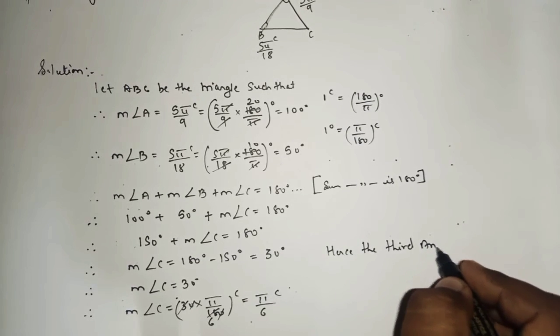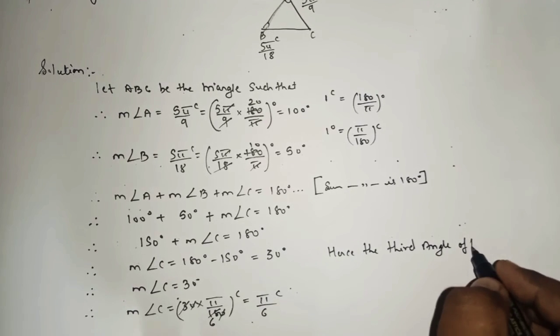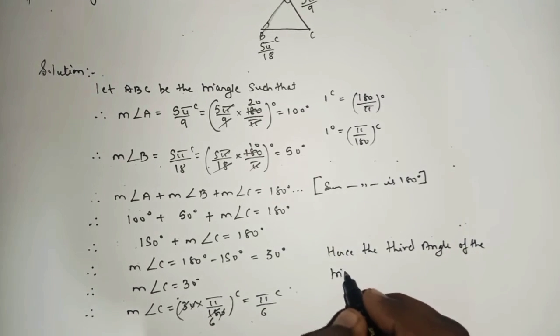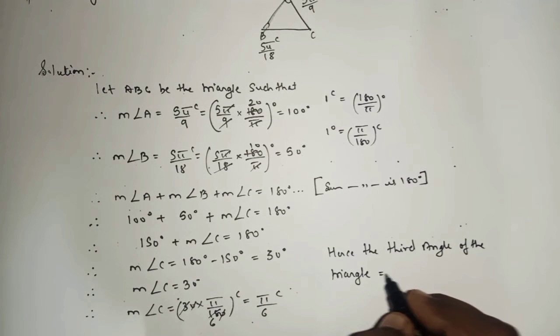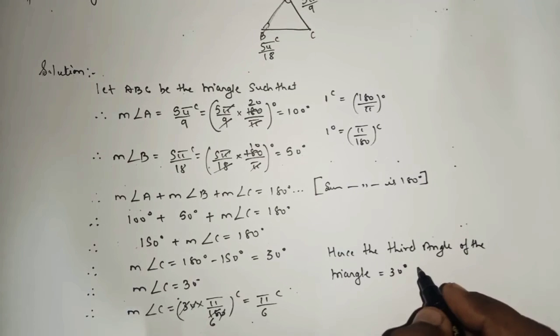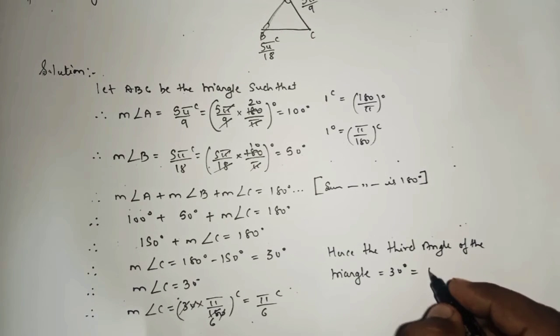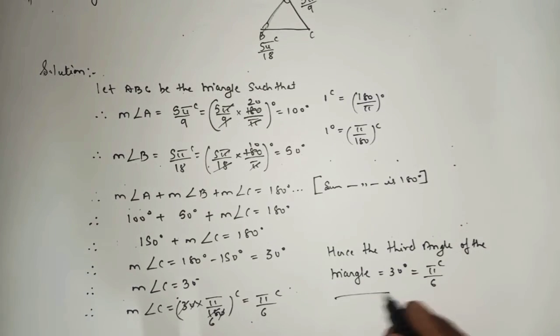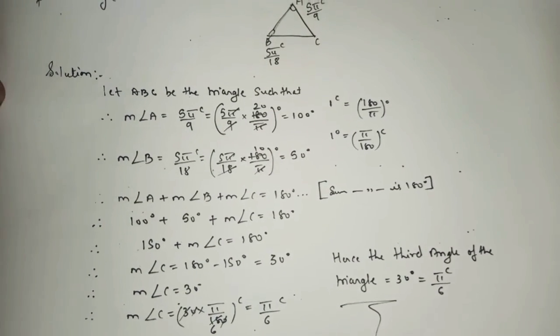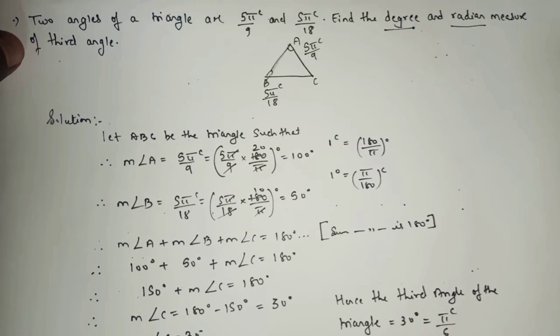third angle of the triangle is 30 degrees in degree, and in radian it is pi by 6. Okay, I hope you all understood how to frame the steps.